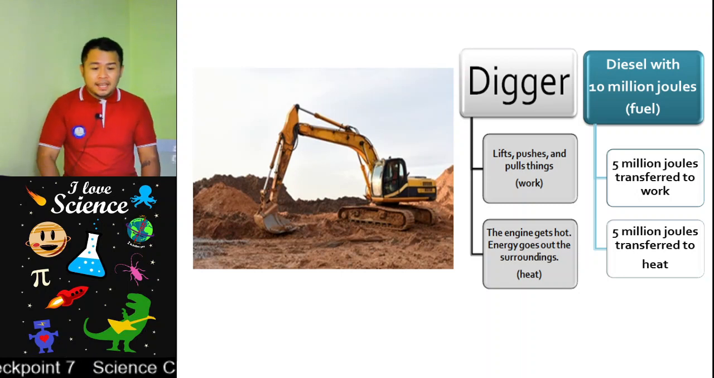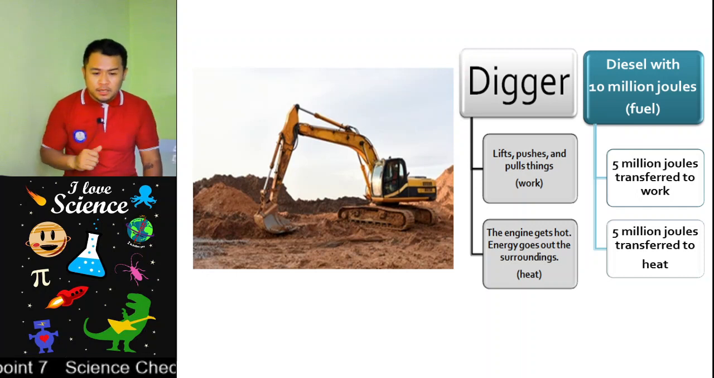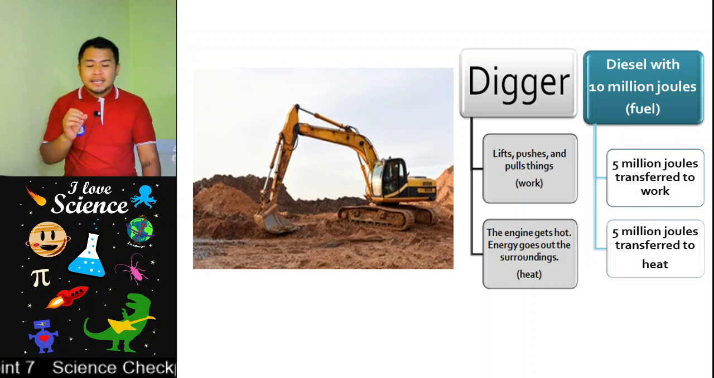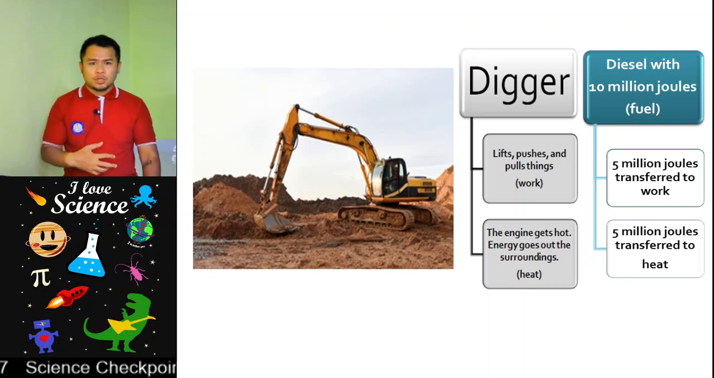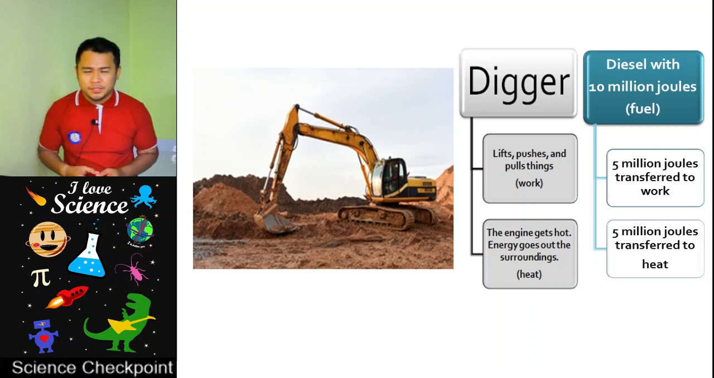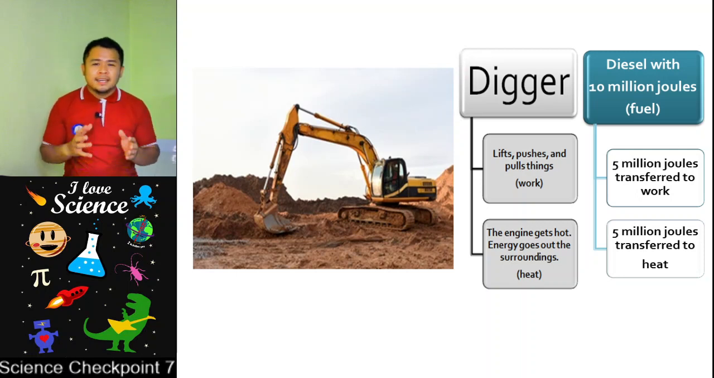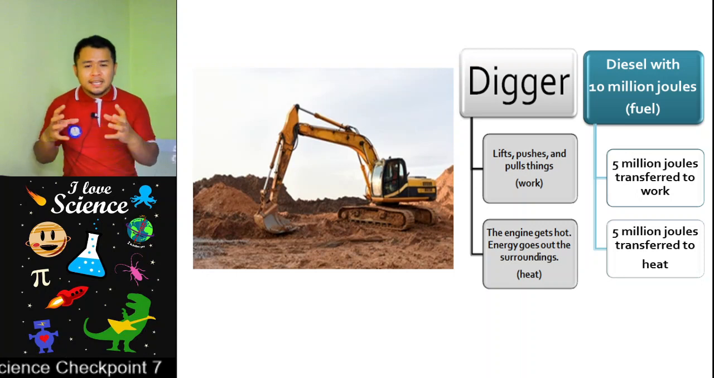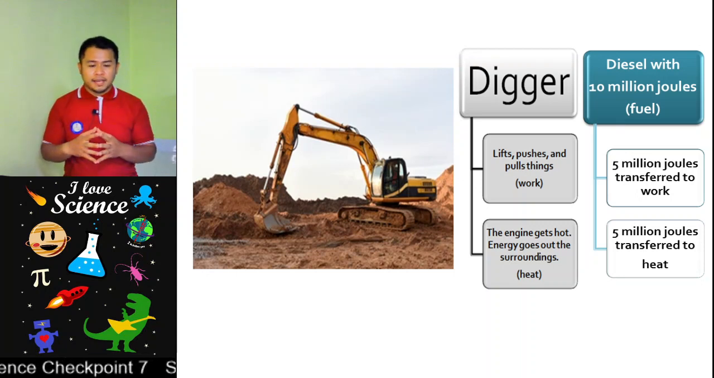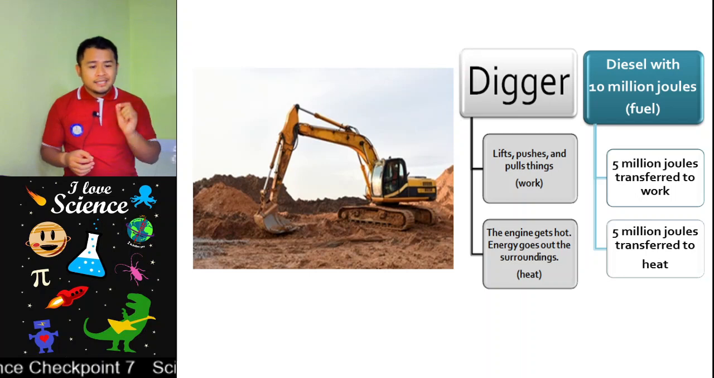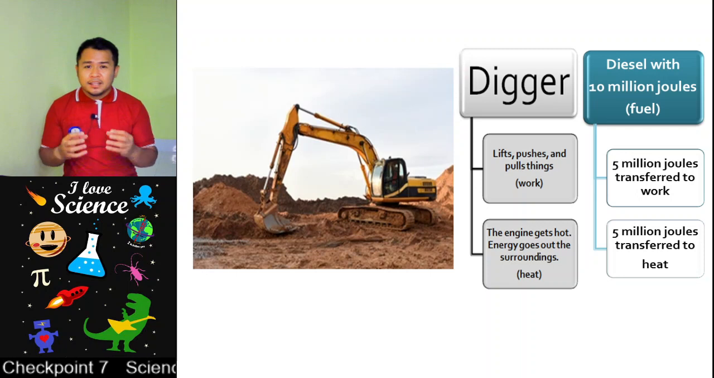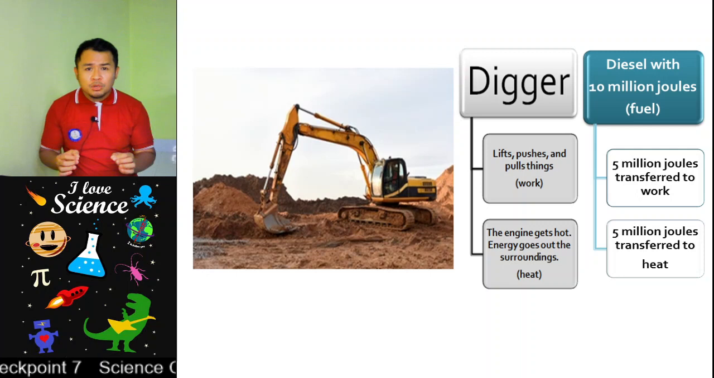So again, the digger pushes and pulls things to do its work, and the engine gets hot and energy goes out to its surrounding. So how do we know that? We have to put numbers. We have to quantify how much energy is there inside the tank of a digger. So the diesel again, which is the chemical store of energy inside the tank of the digger, has 10 million joules of energy.